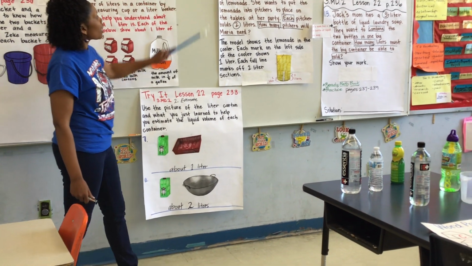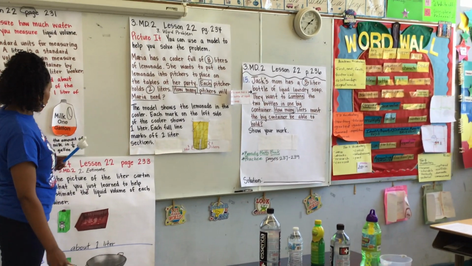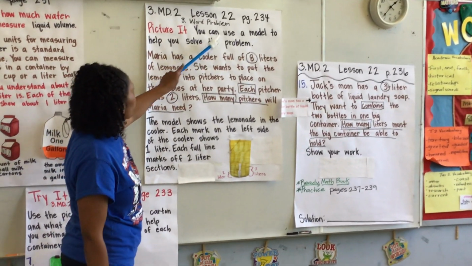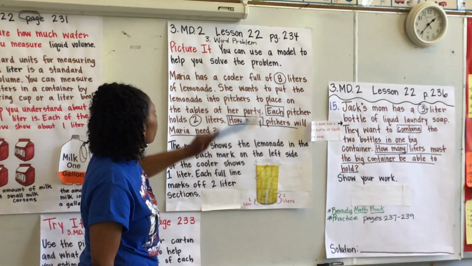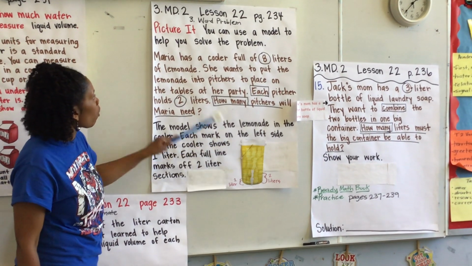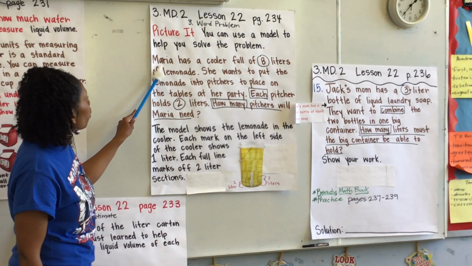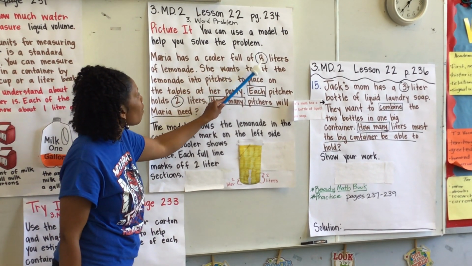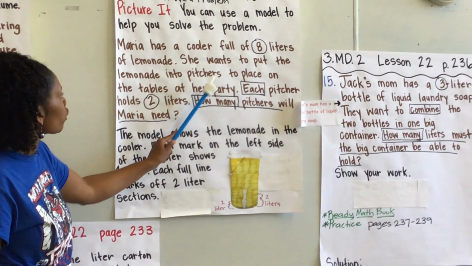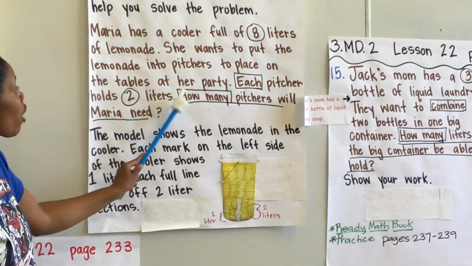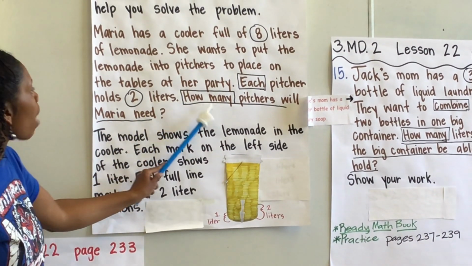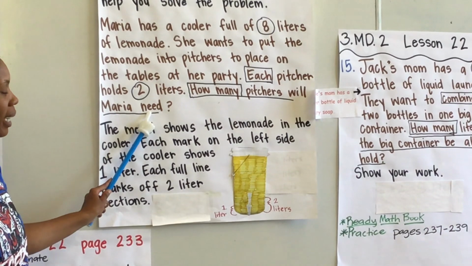All right? So another thing that we can do is word problem picturing. You can use a model to help you solve the problem. Here is our model that we have drawn down here. And it goes along with this word problem that reads, Maria has a cooler full of 8 liters of lemonade. She wants to put the lemonade into pitchers to place on the tables at her party. Each pitcher holds 2 liters. How many pitchers will Maria need?